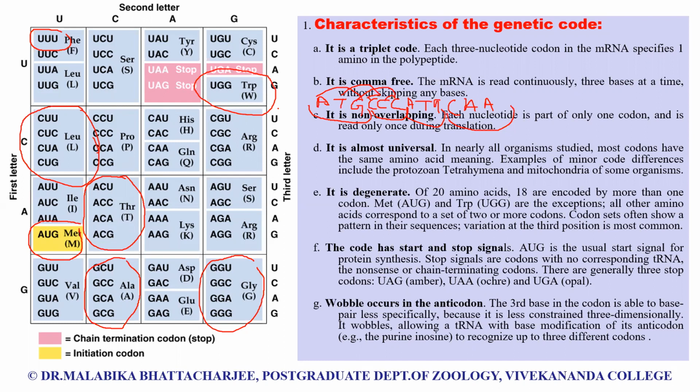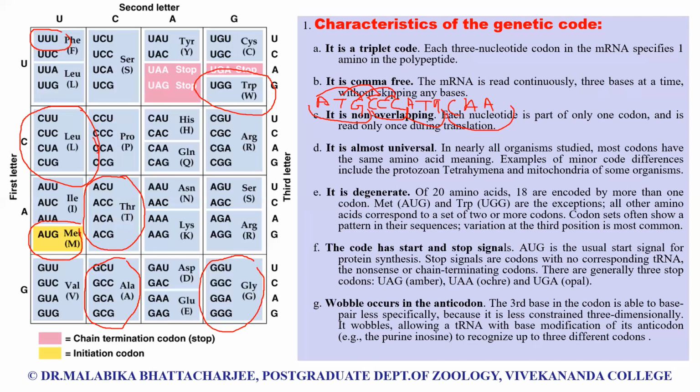So this property, that of the 20 amino acids, 18 are being encoded by more than one codon, is known as the degeneracy or the redundancy of the code. This multiple coding phenomenon is called the degeneracy or the redundancy of the code. So this is one important property.